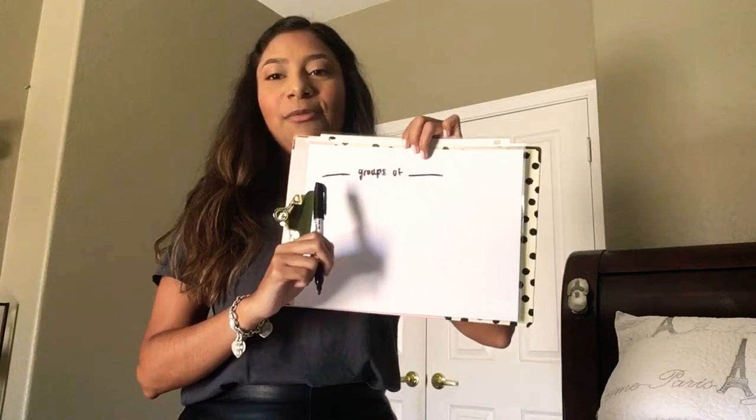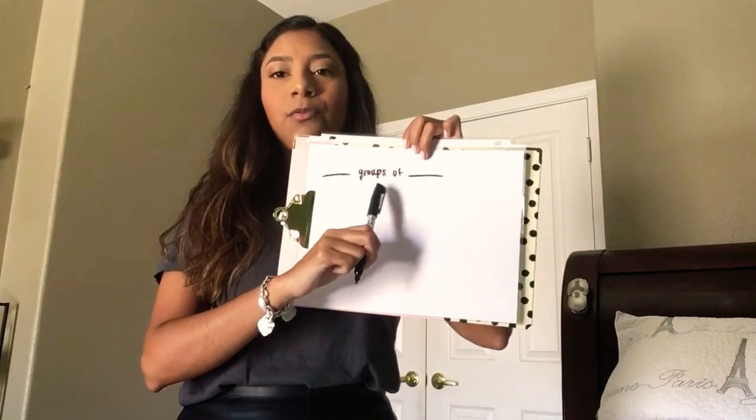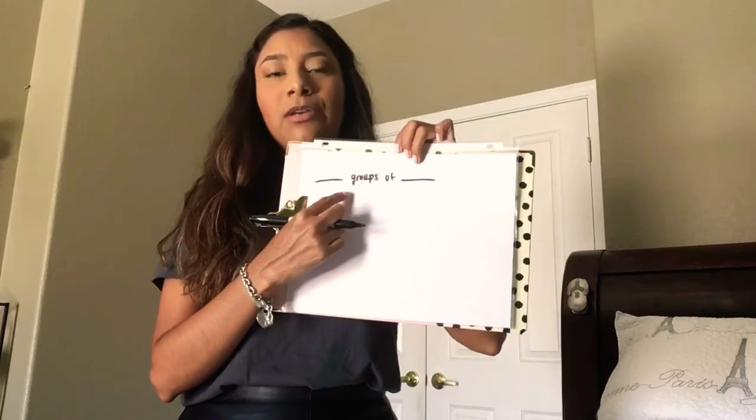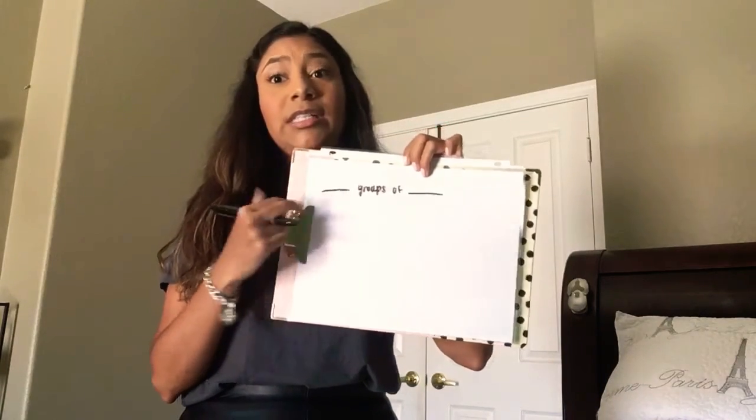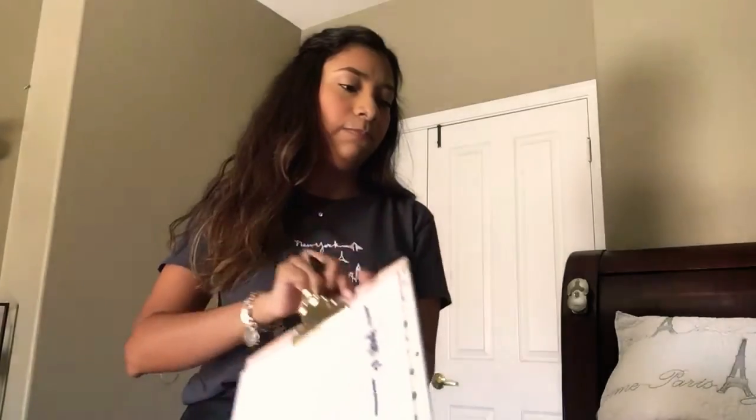Let's read this together one more time. All together, ready, begin. Blank, groups of blank. So we're going to be using this sentence frame throughout our lesson today, so let's pay very close attention to this because we're going to be using this quite often. Now that we went over our sentence frame, I'm going to show you a multiplication problem.